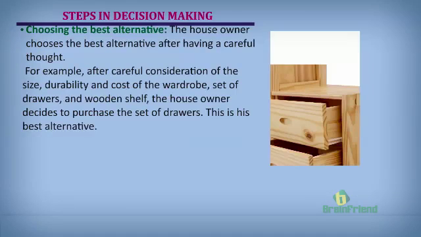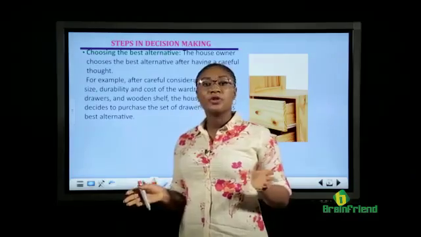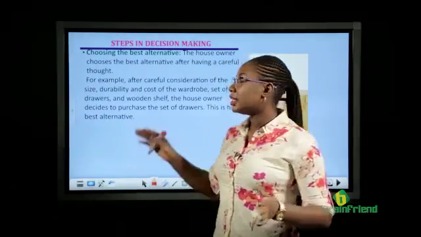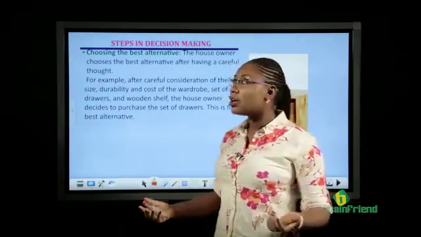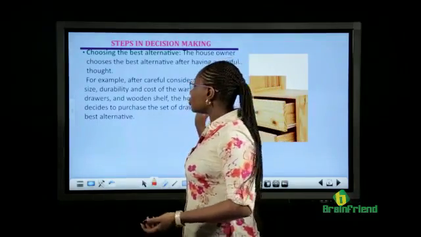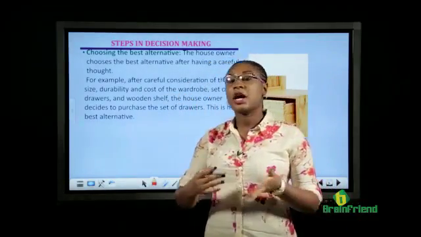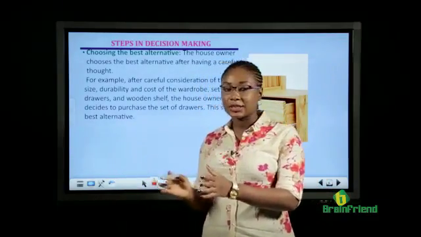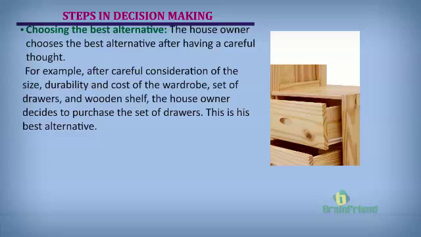The last step is choosing the best alternative. After you've identified your problem, you've gathered information, you've considered different alternatives, the last step now is for you to choose the best alternative. Now the house owner will choose which one he needs. He has considered how much he has. He has considered whether he's going for a wooden or a plastic drawer or wardrobe, as the case may be. So now he would choose a drawer because a drawer is less expensive, depending on how much he has. So he would go for the drawer. So this is his best alternative.